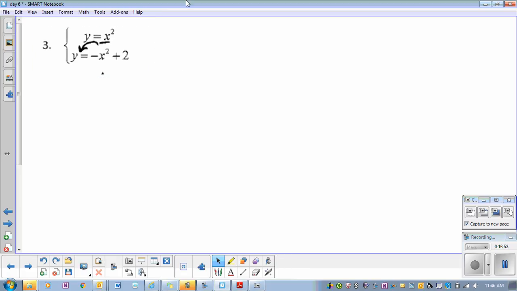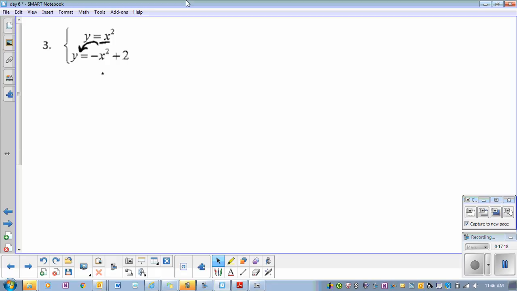Okay, so with this one, you can decide which method you want to use. I think they use substitution, right? Because you can see they're both equal to y, so they took this x squared that's equal to y and plugged it in there. You could do that. Or I see that there is a positive x squared and a negative x squared. You could use elimination. Which method would you like?